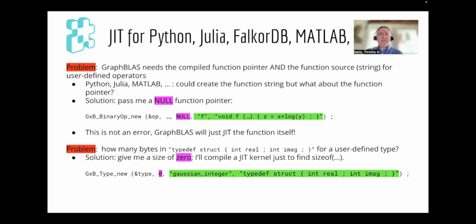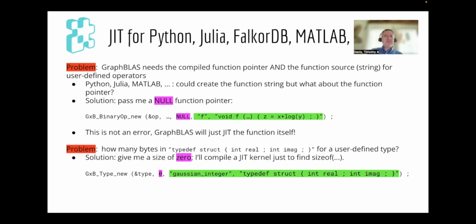That's fine if you're a C application. You have the C function, you compile it, and then you have the source code. You can give me both, the string with it. That's not a problem. But in these high-level languages, you could imagine them creating the function string, but maybe not the function pointer, because then they would need a C compiler as well. No problem. You let me do that. Give me the string alone. Give me a null function pointer. This does not return an error. This tells me, Tim, just compile it yourself. I take the string, I create a JIT kernel for just the function pointer.